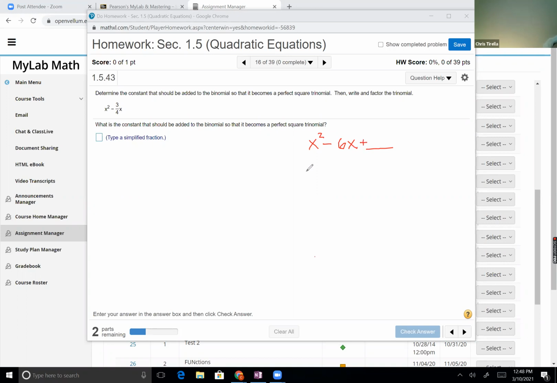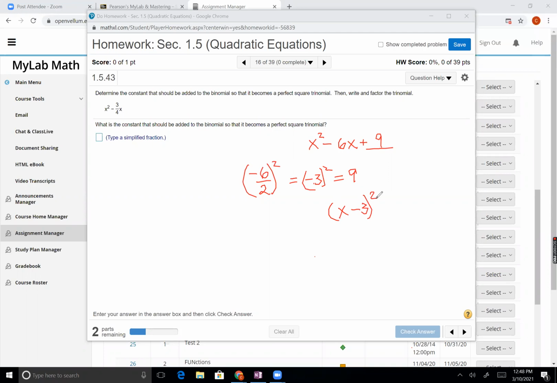What we did was we took that -6, divided it by 2, and squared it. And so that became -3 squared, or 9. And we added a 9, and that factored into x minus 3 squared. Do you remember doing that?